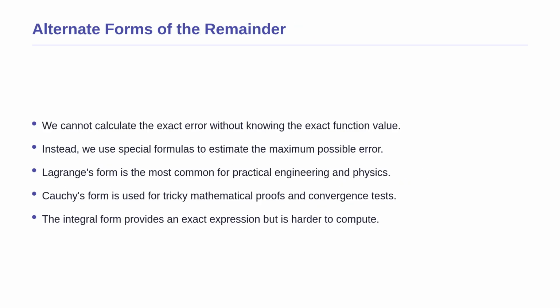Now that we have seen the gap visually, we face a practical problem. We cannot calculate the exact error without knowing the exact function value, which defeats the whole purpose of approximating. Because of this, we use special formulas to estimate the remainder instead. There are 3 major ways to write this remainder: Lagrange's form, Cauchy's form, and the integral form. Each is useful for different types of mathematical problems. Lagrange's form is the most common in engineering, while Cauchy's form is a powerful backup tool for tricky mathematical proofs. Let us look at Lagrange's form first.